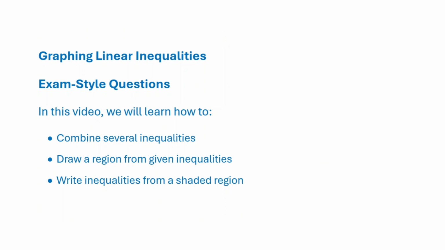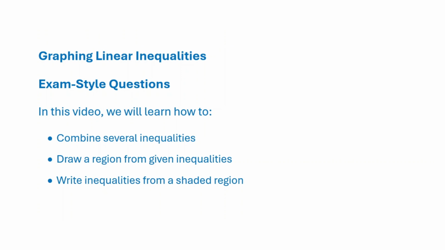Hello everyone. In this video, we will learn how to combine several linear inequalities. This means finding the region that satisfies more than one inequality at the same time. We will use this idea to solve two common exam-style questions. First, we will draw a region from given inequalities. Then we will write inequalities that define a shaded region on the graph.